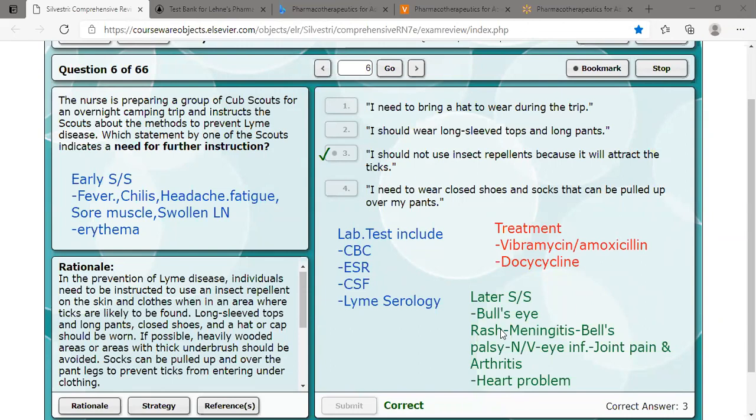So if your patient has this, what are the laboratory tests for confirmation? The lab tests include the complete blood count, shortly called CBC, or we can check the erythrocyte sedimentation rate, ESR. E stands for erythrocyte, S for sedimentation, R for rate. But usually ESR would be normal, and CSF study, cerebrospinal fluid test, and we could check the Lyme serology.